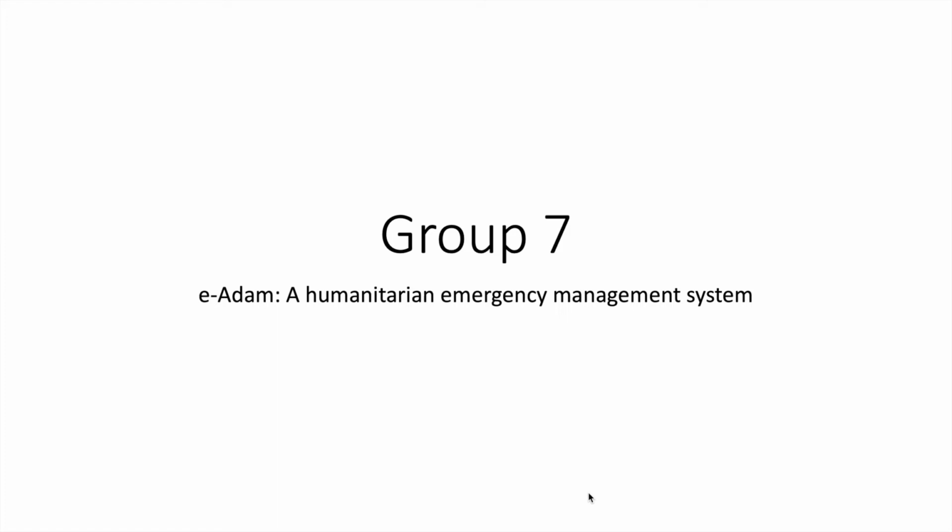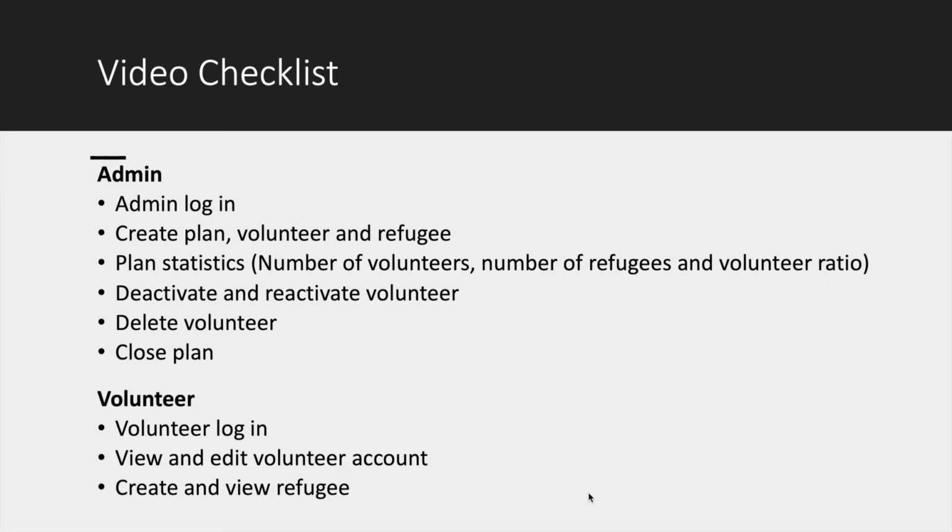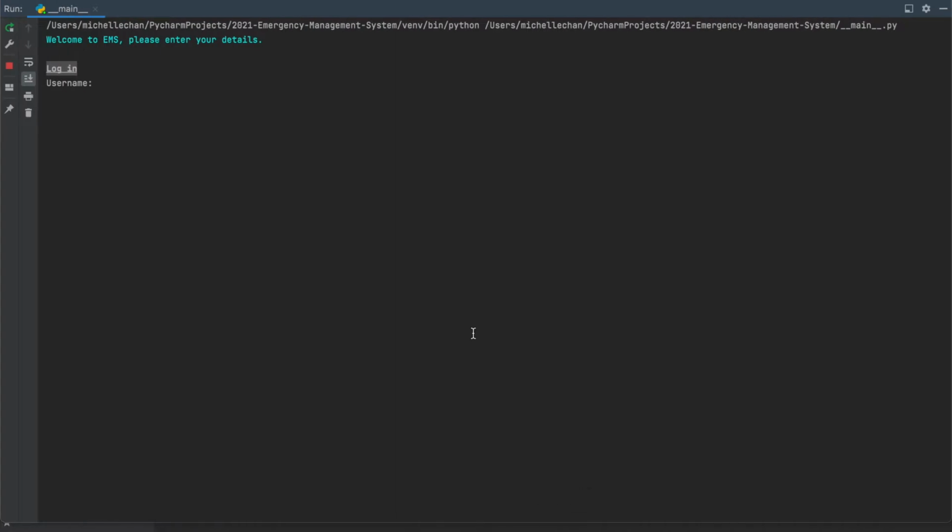We are group 7, and now I'm going to go through our eAdam Humanitarian Emergency Management System. So we're going to go through the admin interface, including creating plans, viewing plan statistics, and creating and deleting volunteers. And on the volunteer side, we'll look at their different view, as well as creating a refugee and managing their details. So here we're going to log in as an admin.